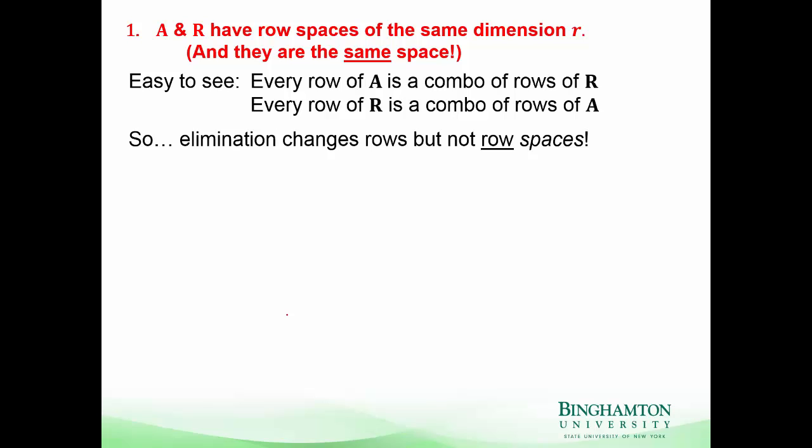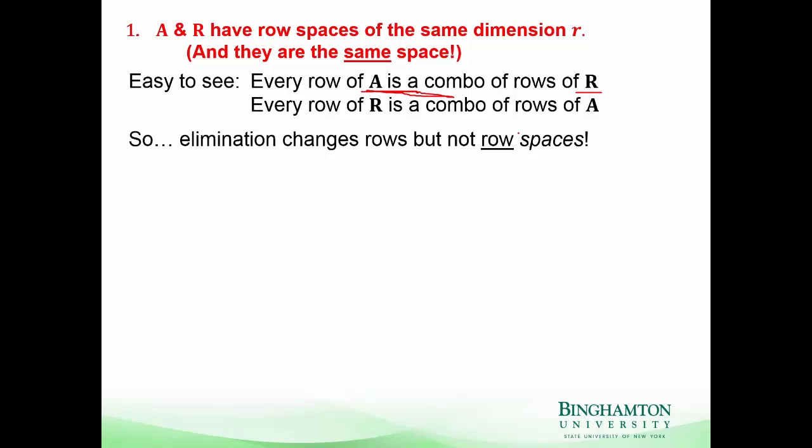This is pretty easy to see because how do we get R? Well, R is found from various combinations of A. So, I guess I'm saying it the other way around. Every row of A is a combination of rows of R, and every row of R is a combination of the rows of A.